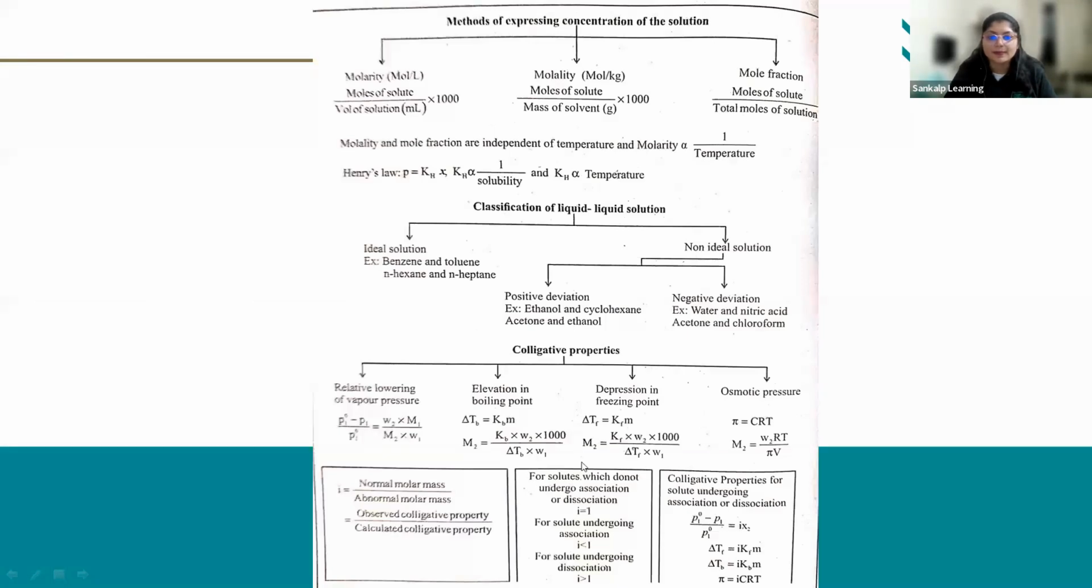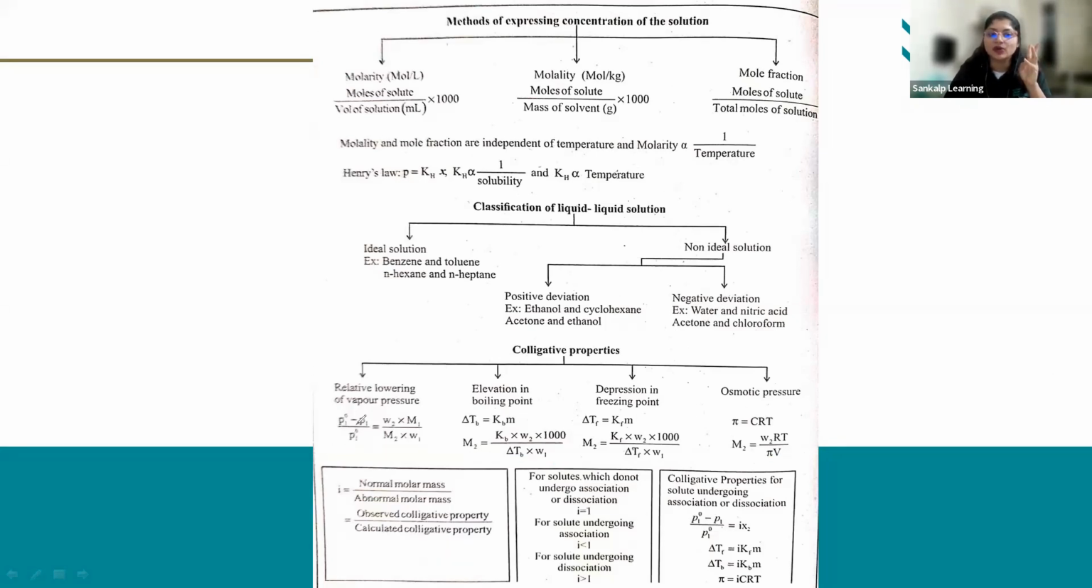Okay. You can see this colligative property part, on these formulas. On colligative properties, you will get the problems. Colligative properties are based on relative lowering of vapor pressure, elevation in boiling point, depression in freezing point, and osmotic pressure. So we are going to see these 4 formulas. Okay, write down these formulas.